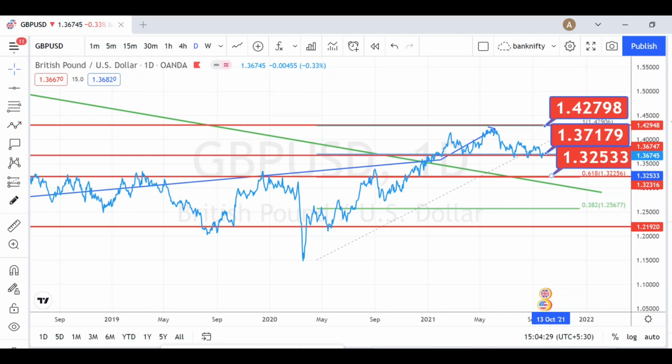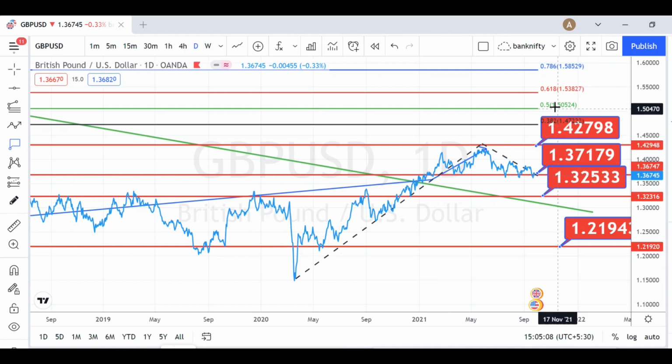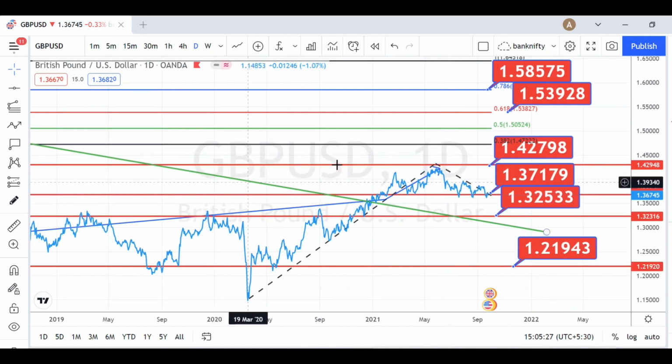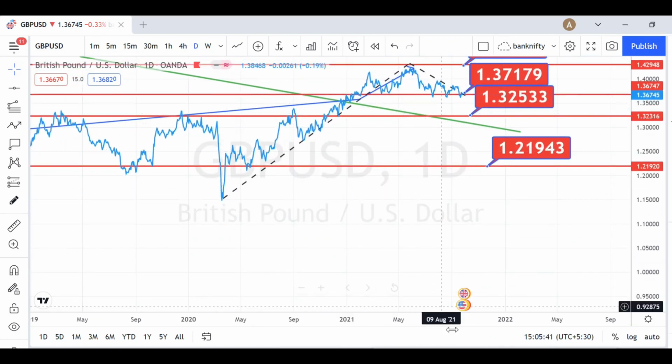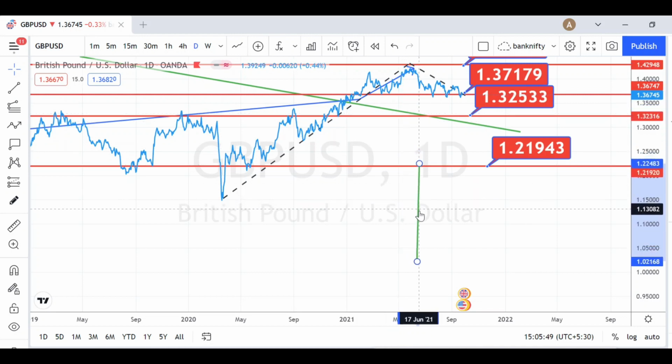Next support on the downside is going to be here, 1.21943. That is going to be the next support. The target levels for upside, this will be the next target, 1.53928. Next upside target will be 1.58575. But overall the trend is on the downside, so we can see further fall from the present level. If the downtrend continues, this target will be the next target for us.